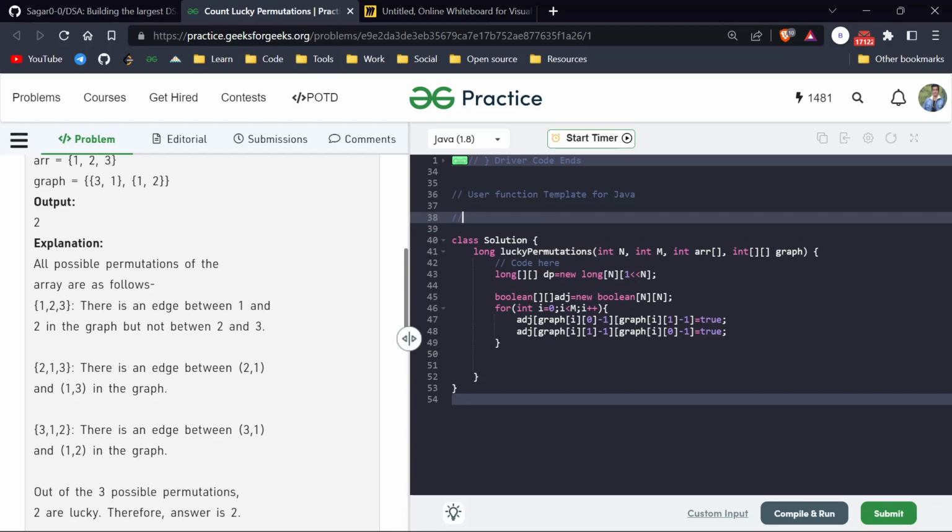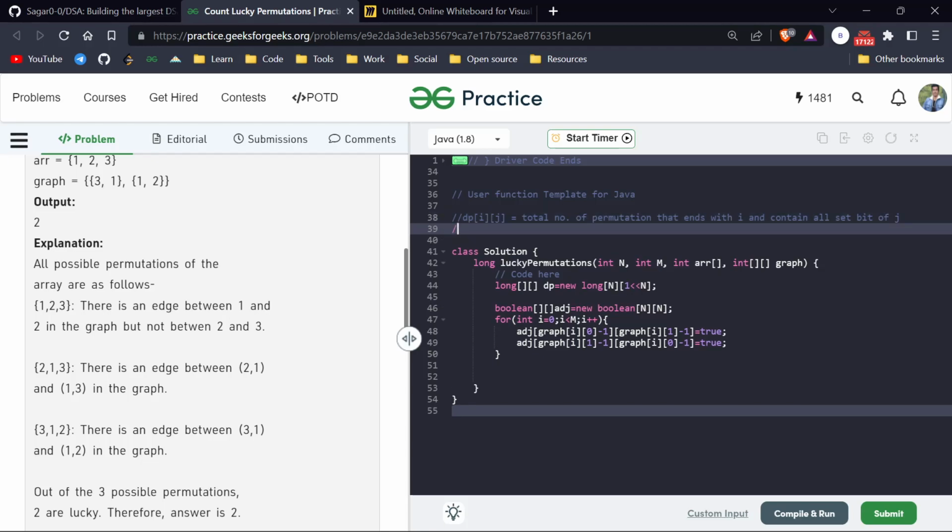So there will be three things: dp of i and j. That means the value, total number of permutations. We only need the total number of permutations and not the actual permutation. So this is 231, this is 213. We don't need that. We need only the total number of permutations that end with i and contain all set bits of j. So what does that mean? I think you don't understand it. So let me just explain.